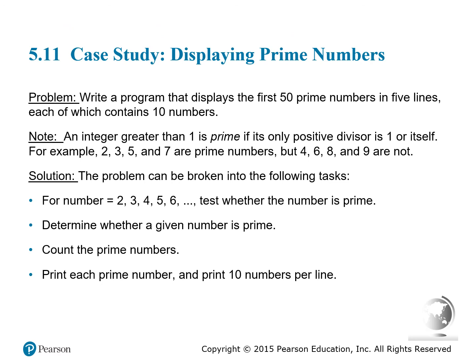Consider the problem of displaying the first 50 prime numbers in 5 lines, each containing 10 numbers. To solve this problem, we must understand what it means to be prime. An integer greater than 1 is prime if and only if its only positive divisor is 1 or itself. We need to determine whether a given number is prime, keep a count of the total number of primes we have found so we stop at 50, and display each prime number with exactly 10 per line.